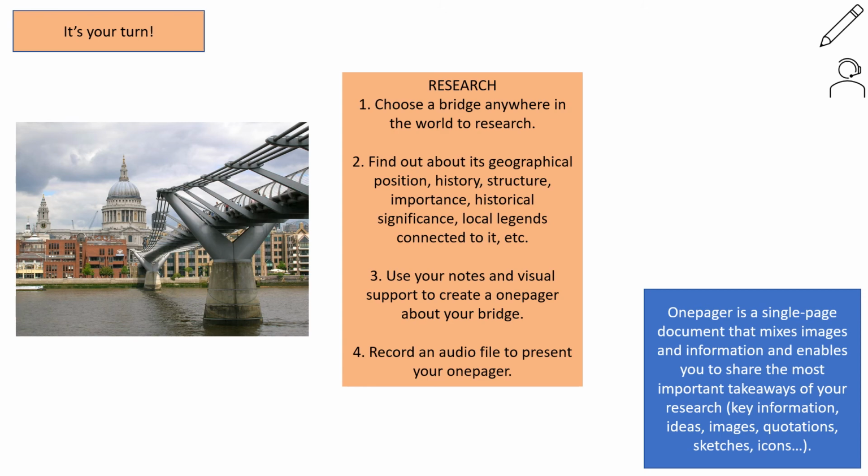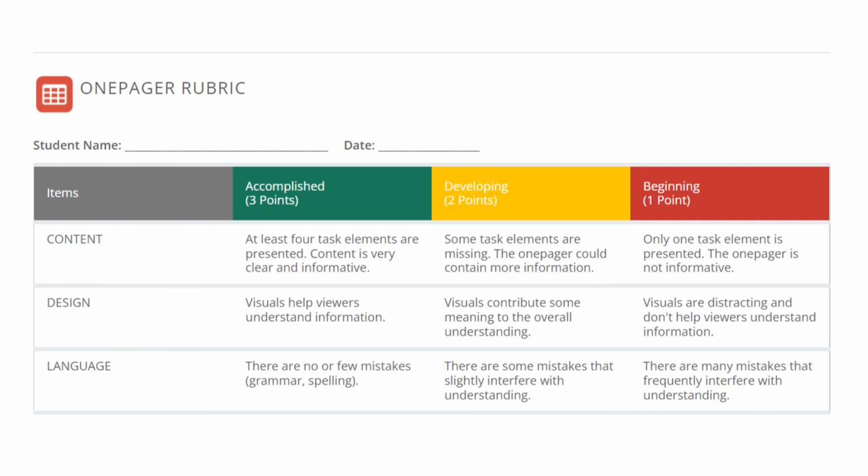What is a one-pager? It is a single-page document that mixes images and information and enables you to share the most important takeaways of your research, key information, ideas, images, quotations, sketches, and icons. Good luck and have fun. You can use this rubric to check if your one-pager has all the elements that are necessary.